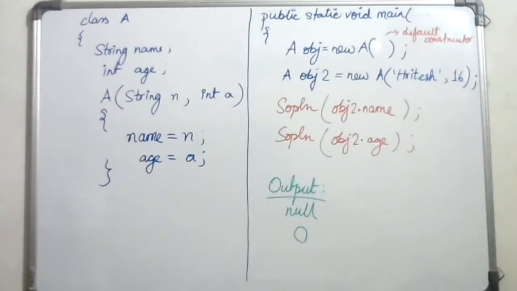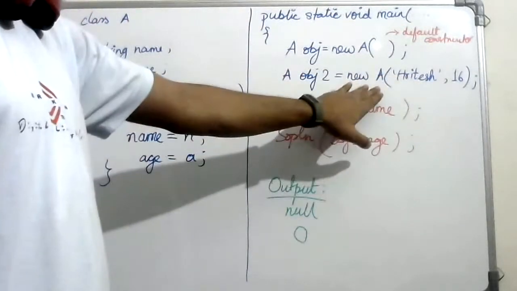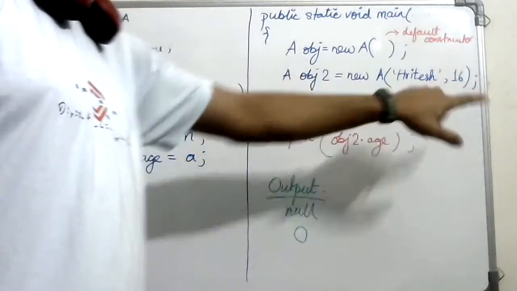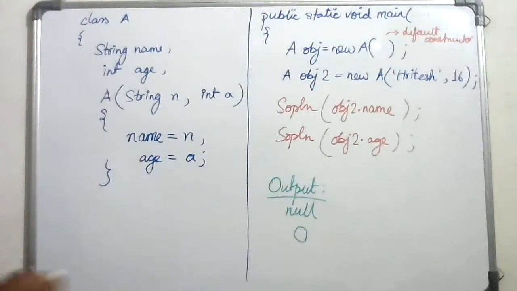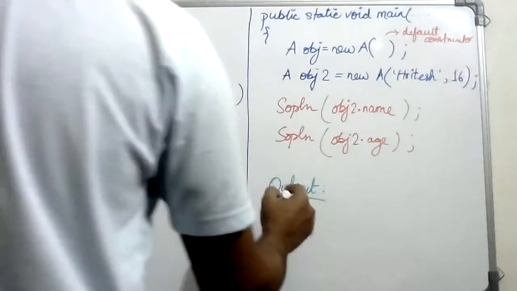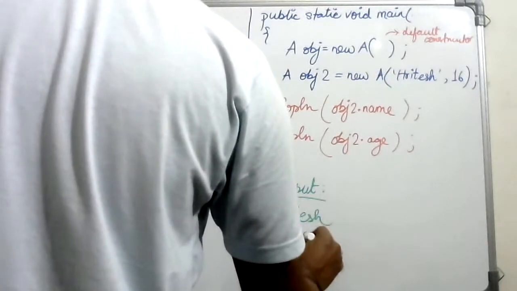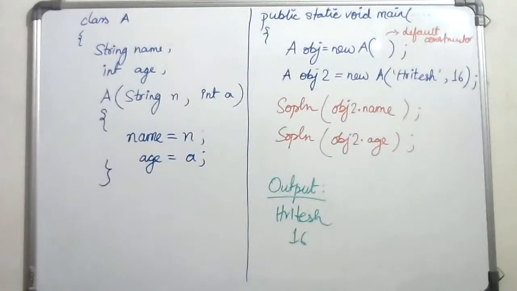Since the parameterized constructor is being invoked, we'll take a look at the left hand side of the board. As you can see, the parameterized constructor initializes the object variables to the parameters received. In the object definition where the constructor is invoked, I'm passing Ritesh and 16 as arguments, which will now be the outputs of object2 variables. So the first SOPLN line will give me Ritesh, the second line will give me 16. Okay.